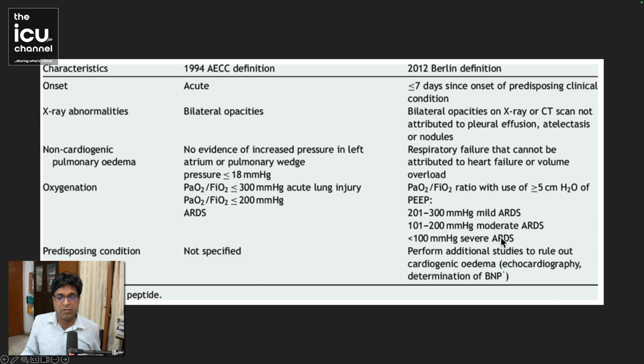That was fine, clear. And remember, for the PaO2/FiO2 ratio, they need at least 5 mm of PEEP. So if the patient is on a ventilator, then the patient should have at least 5 of PEEP. In the mild category, if the patient is on NIV, then EPAP, or if the patient is on CPAP, it should be a minimum of 5 centimeters of water. Then only the PaO2/FiO2 ratio was calculated.